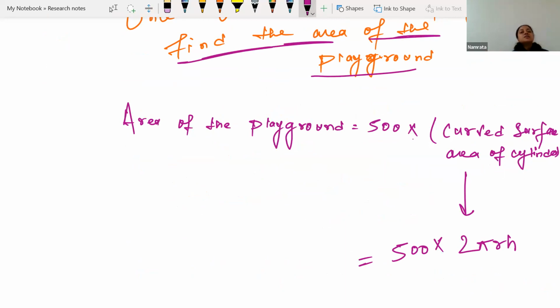Are you getting it? Let me know. I'm going to move ahead. Okay. I believe you are getting it. Then only I'm moving ahead. If it is not clear, please tell me. I'll take a pause. Let's move ahead.